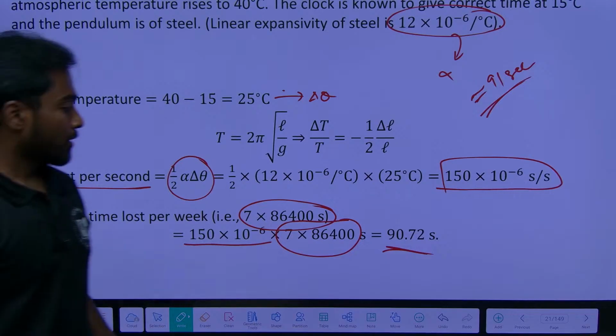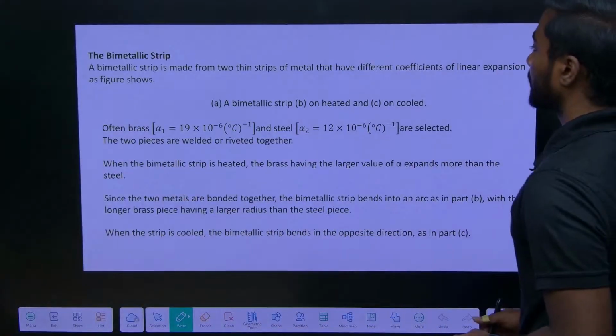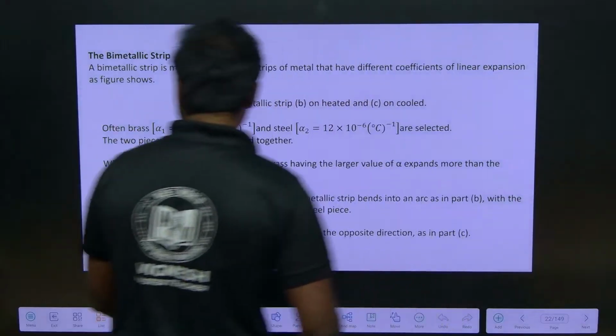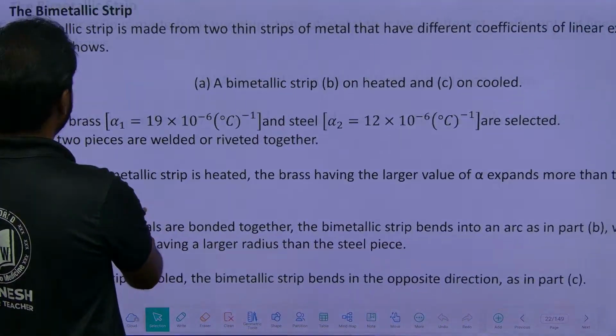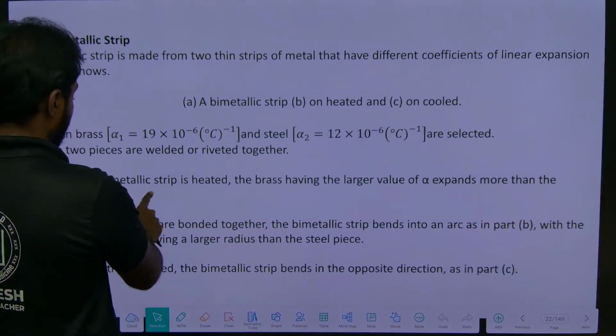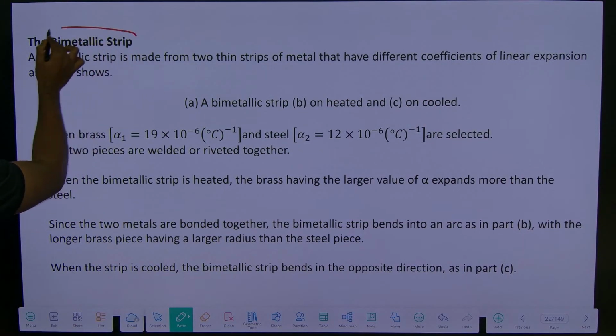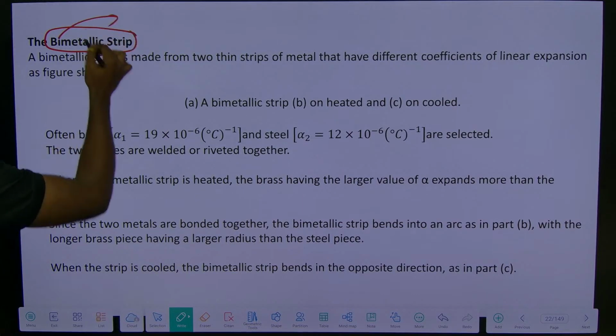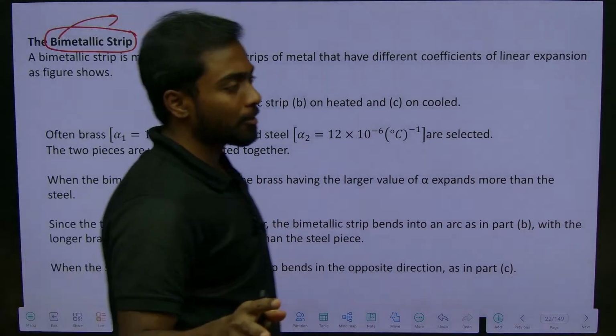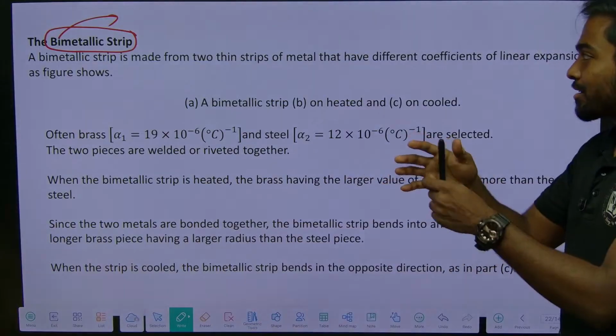Okay, then we'll go for the next one. So the next topic is bimetallic strip. Bimetallic strip. The word itself tells that it's two different metals we are adding, like we are stripping together.